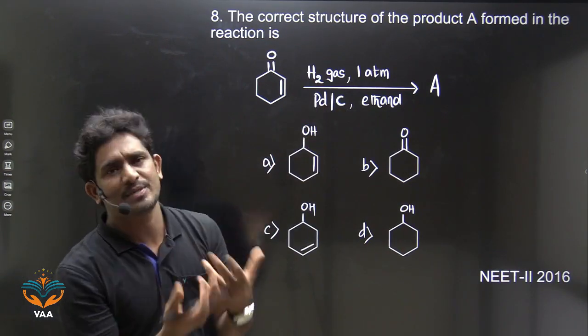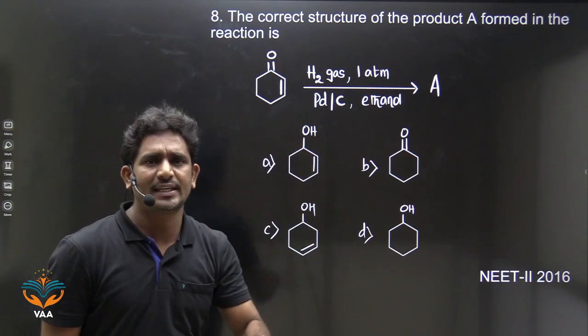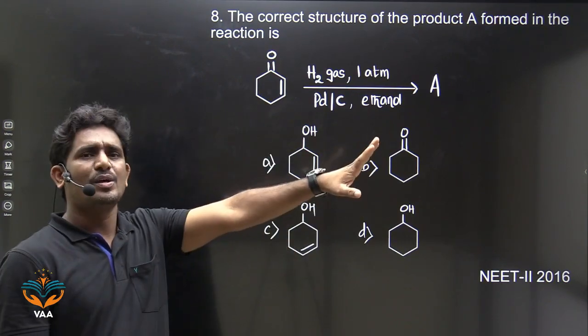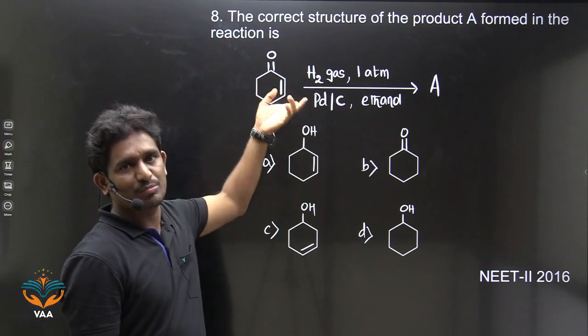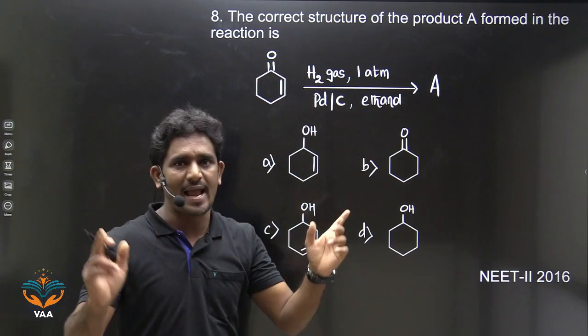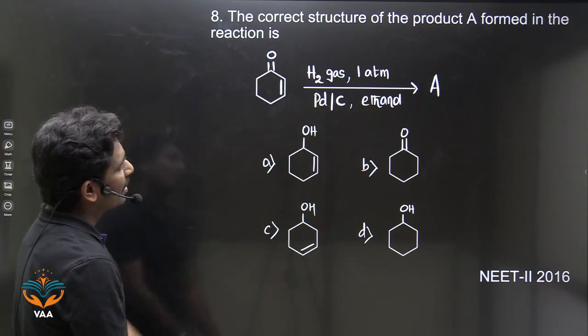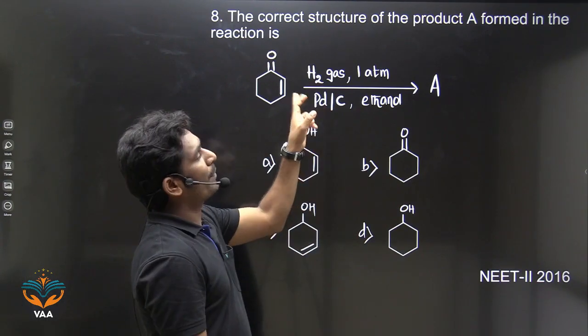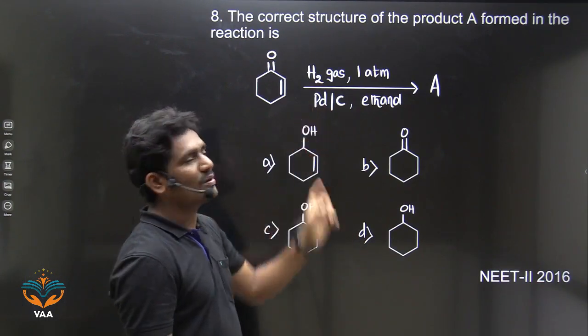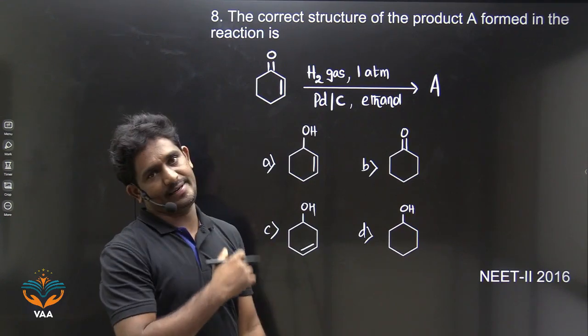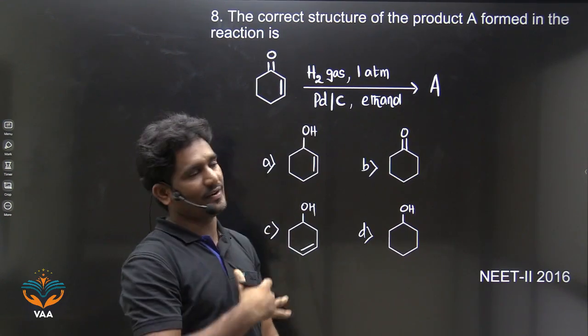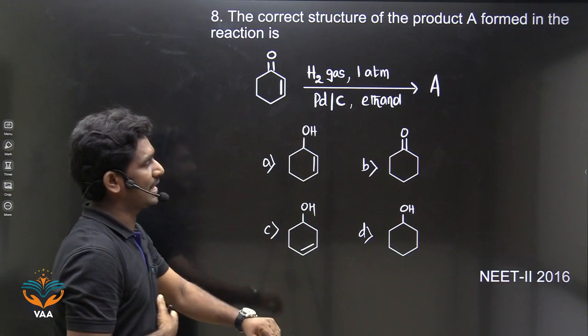Suppose only palladium is given, H2 in the presence of nickel or platinum or palladium, then both of these 2 double bonds will react. So the answer will be D if only palladium is given. Palladium carbon is given, so the metal is somewhat deactivated and only one double bond will react.